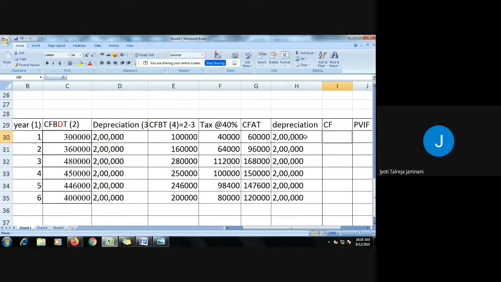Yeah. So now we will add it: 60,000 plus depreciation 2 lakh. It will become 2 lakh 60,000.